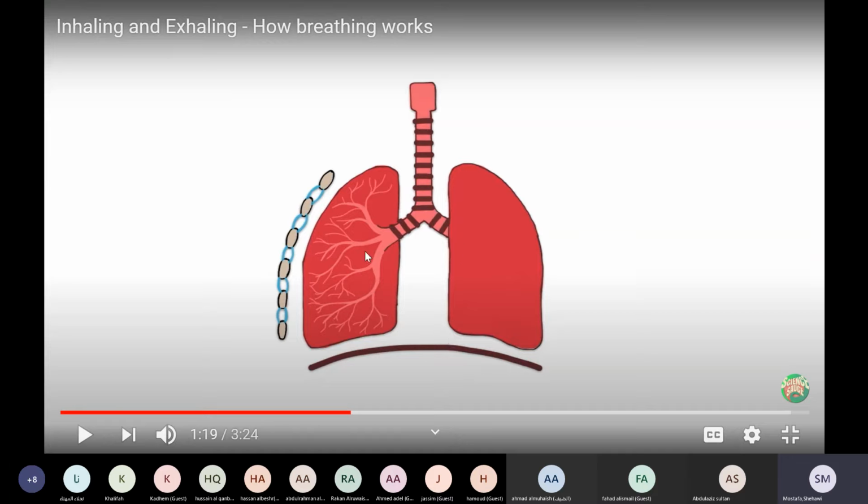That increases the size of the chest cavity, and this lets air move inside, because, exactly like the bag example, by increasing the volume, you decrease the pressure inside the chest cavity. This will automatically let the air move inside to fill the space that you have increased. So that's how inhaling happens. Inhaling happens by increasing the size of the chest cavity.